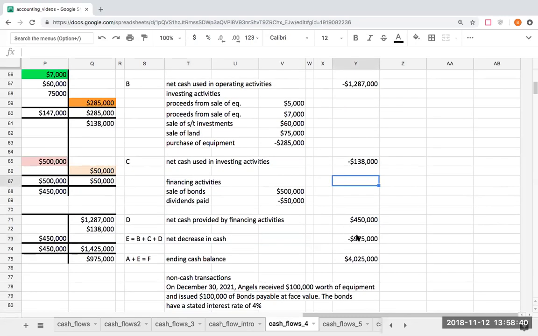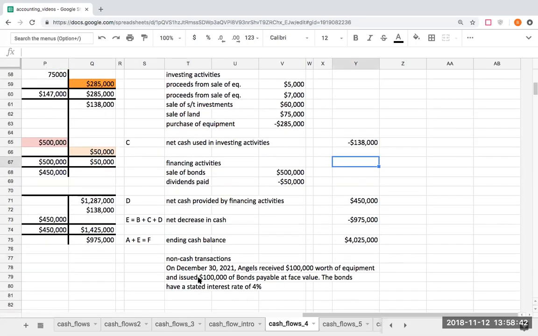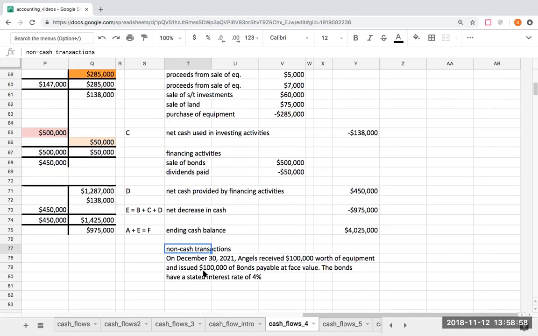And then lastly, because I went over here, I had a non-cash transaction. This is shown below the statement of cash flows. So once I have my ending cash balance, I then start describing what were the non-cash transactions so that a shareholder can understand what did not impact cash and impacted essentially the balance sheet.